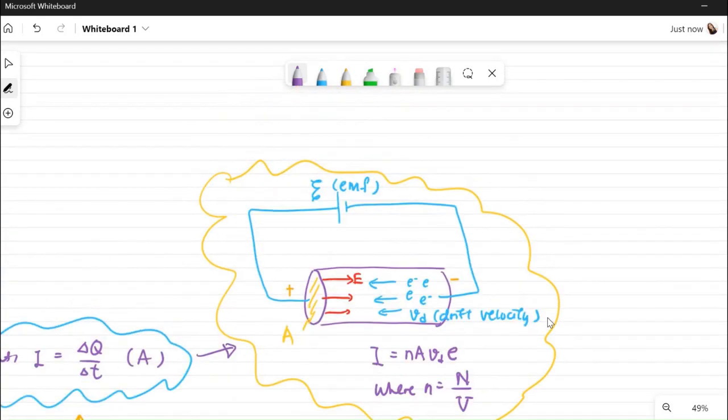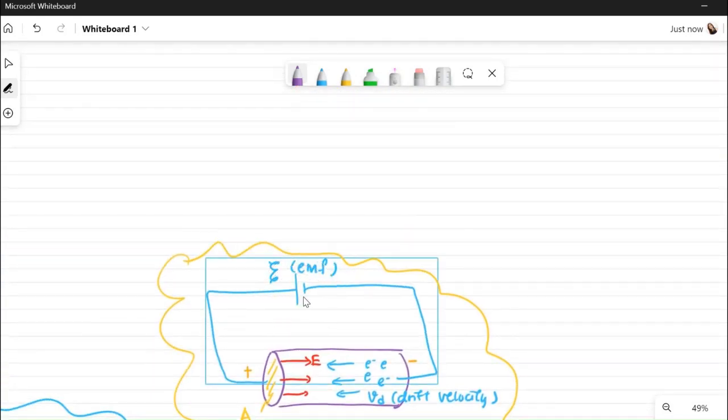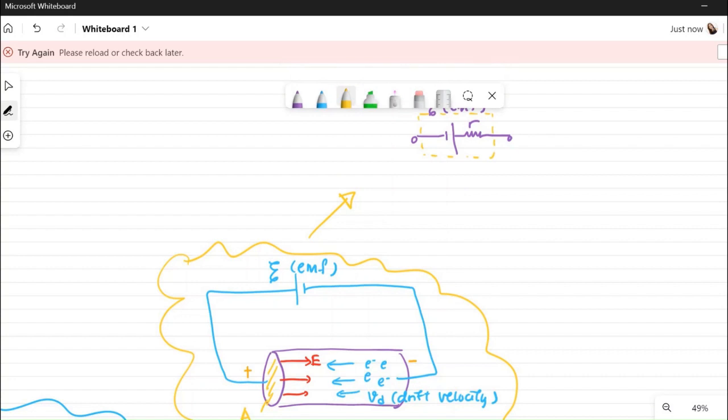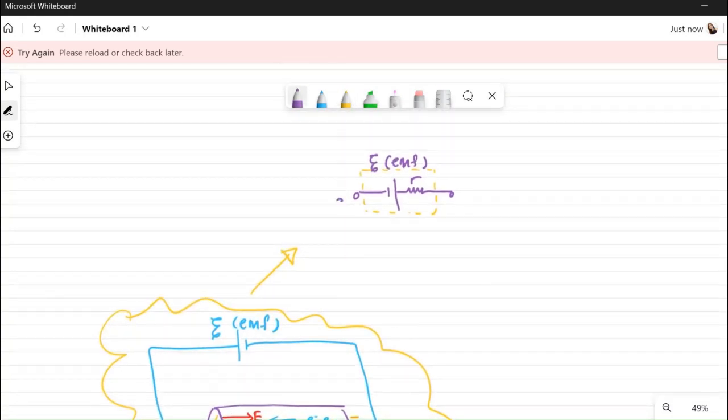When we talk about this EMF, as I mentioned just now, it stands for electromotive force. If you look at the structure of the EMF, for example, this is my battery, which is the EMF. Inside the battery, there is actually one small resistor with the resistance of r. So we consider the actual voltage across the battery.